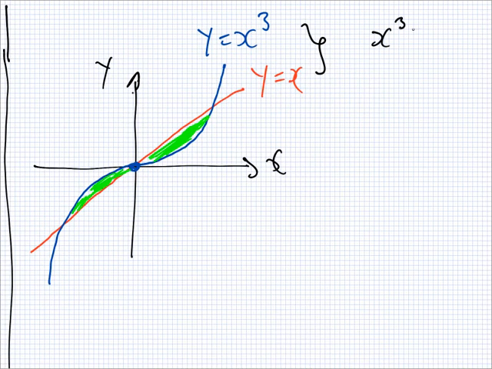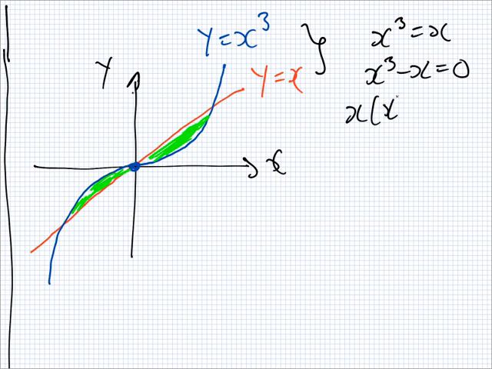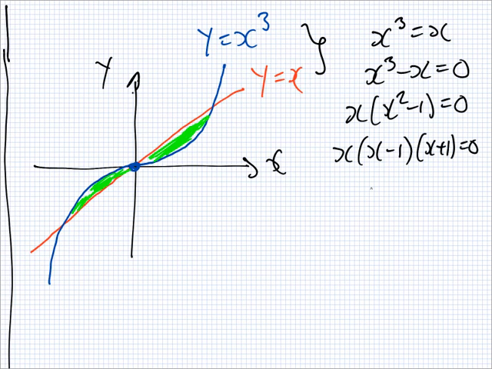You can say x cubed equals x. So that means x cubed minus x equals 0. That means x by x squared minus 1 equals 0. That means x by x minus 1 by x plus 1 equals 0. That means x equals 0 or plus or minus 1. So obviously this is the minus 1, that's the 0, and that's the 1. But you could have guessed this at the beginning. What value of x is the same when you do nothing and cube it? Well, 1 or minus 1.